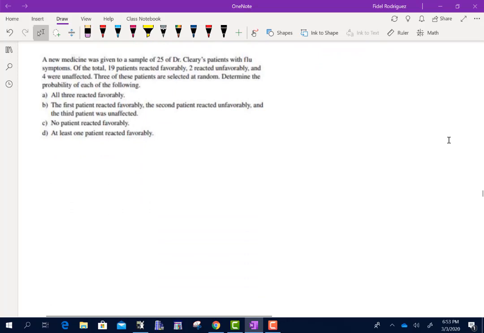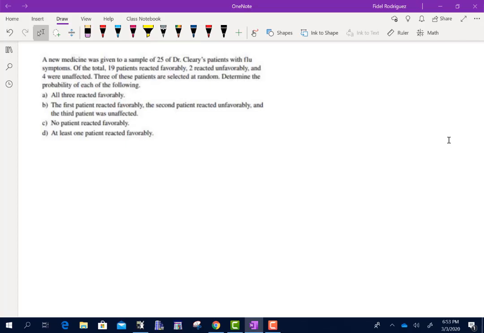All right. So now let's take a look at the next problem we got here, and it says, a new medicine was given to a sample of 25 Dr. Cleary's patients with flu symptoms. Of the total, 19 of them reacted favorably. 2 of them reacted unfavorably, and 4 were unaffected. Okay.